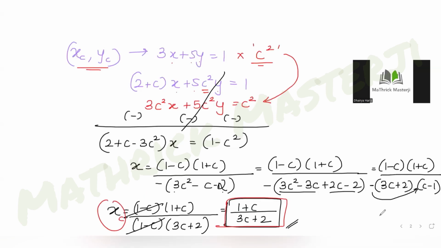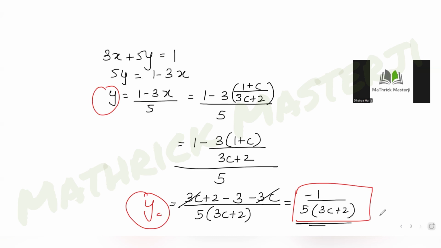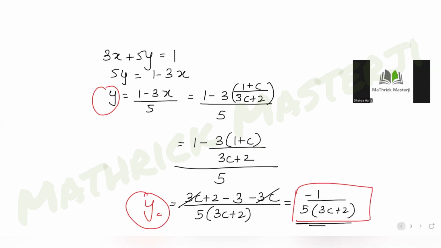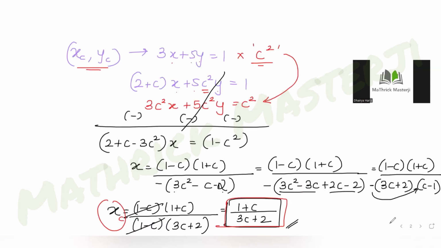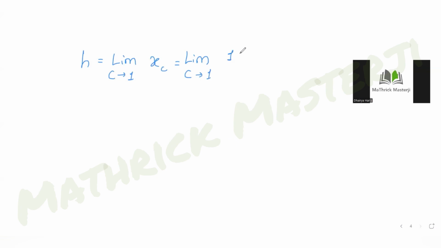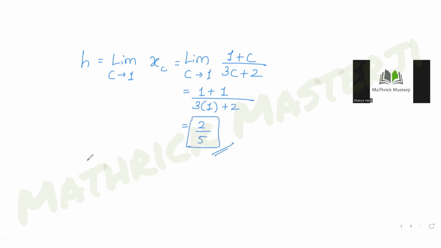Now once I have xc and yc, I can figure out the further idea, which says that if you want to find the x coordinate of the center of the circle, that is h, it is the limit as c tends to 1 of xc, the x coordinate of the intersection point. And xc, we figured out, is (1 plus c) divided by (3c plus 2). If I put 1 here, I get 1 plus 1 over 3 times 1 plus 2. So you get 2 over 5. That is the x coordinate of the center of the circle.